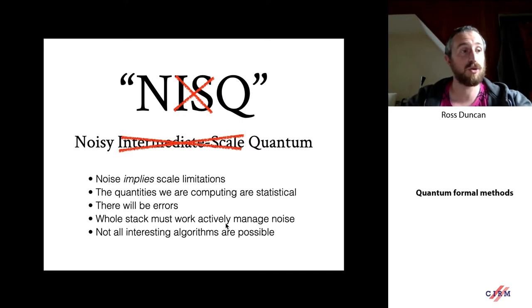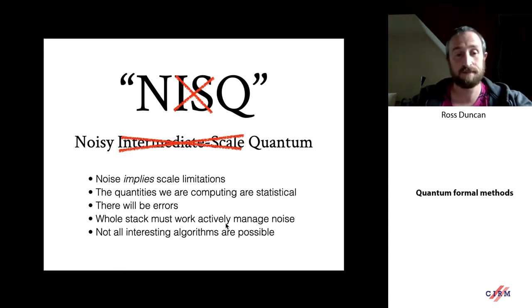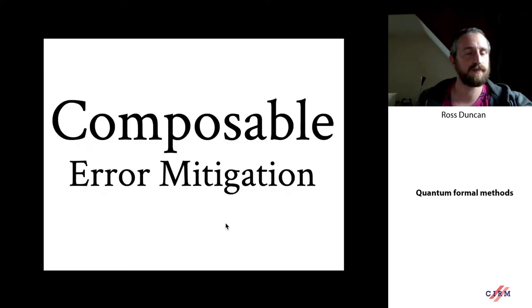It is also worth saying that a lot of the algorithms that you will read in the classic textbooks, like Nielsen and Chuang, and a lot of the more forward-thinking algorithms you might hear about from people working in quantum machine learning, are just not possible in this regime. You don't have enough circuit depth available to you to do those kinds of algorithms. So that really restricts us to things like the variational algorithms that I gave an example of earlier. And with that, let's move on to composable error mitigation.